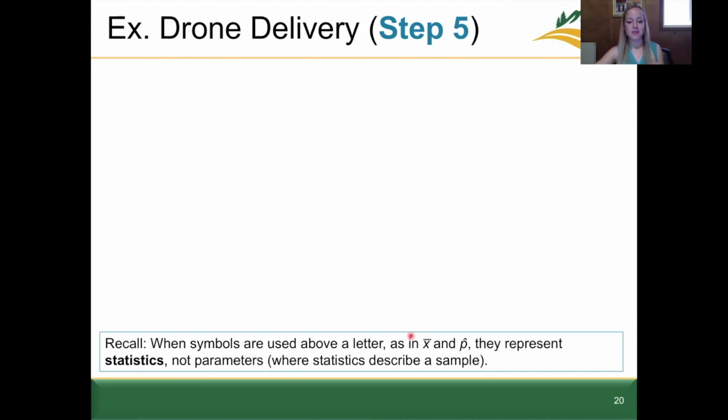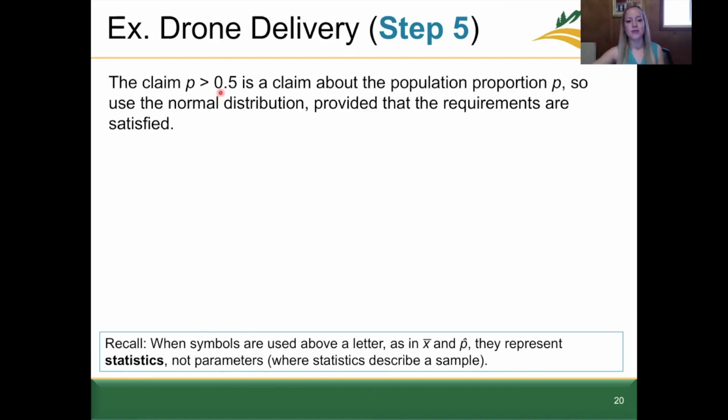Speaking of notation, I put this reminder here as well. Recall that when symbols are used above a letter, such as X bar and P hat, they represent statistics and not a parameter. Recall that statistics describe a sample and parameters describe a population. Just another reminder here to keep in mind because we've introduced a lot of notation so far in the course. So going back to our drone example, the claim that P, the probability, is greater than 0.5, that's a claim about the population proportion, right?